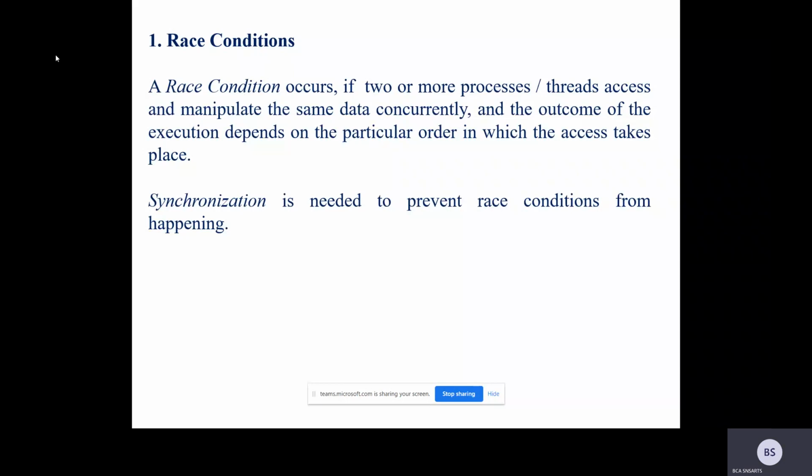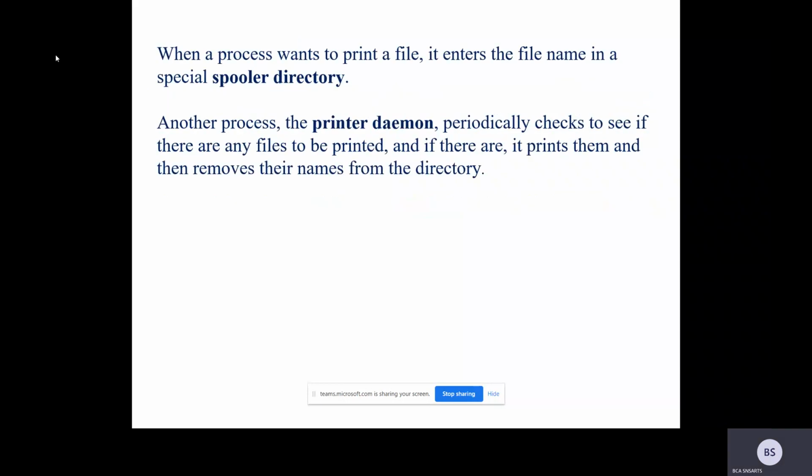The output of the execution depends on the particular order in which the access takes place. Who gets the chair is the winner, but we forget about the winners. Two people looking for a single resource is called a race condition. And we have the synchronization concept. Synchronization is needed to prevent the race condition from happening. That we'll see later.